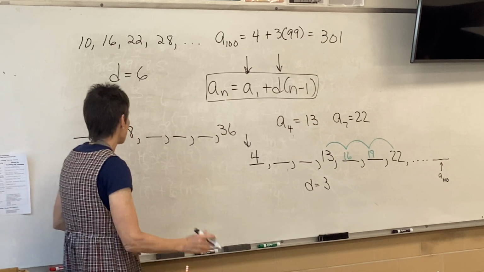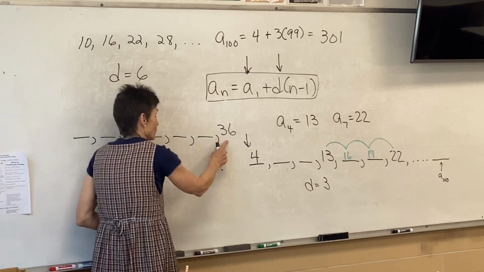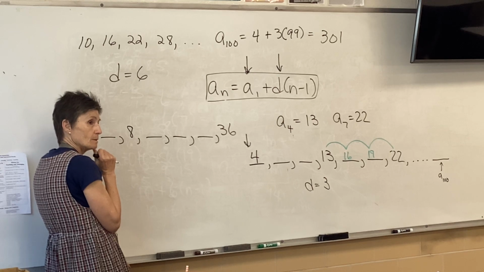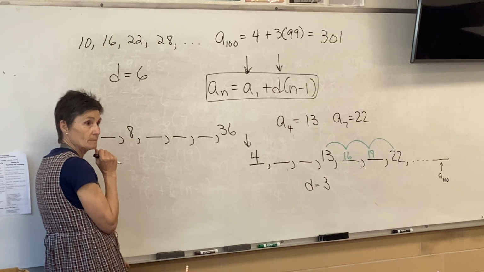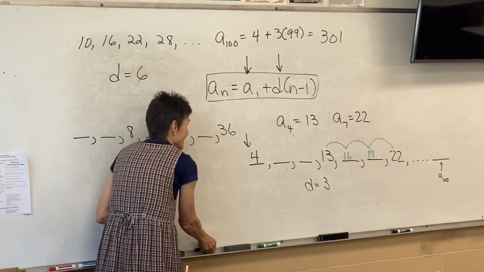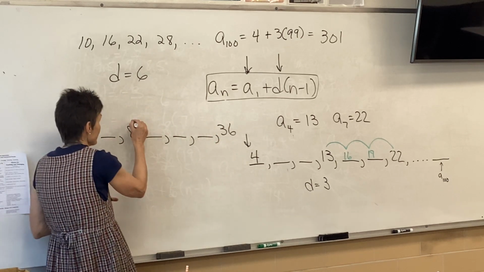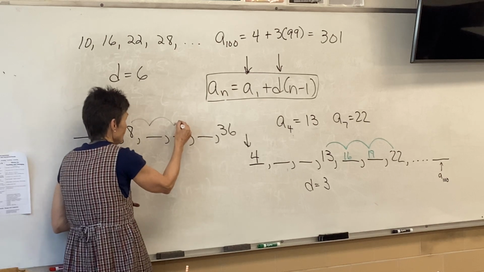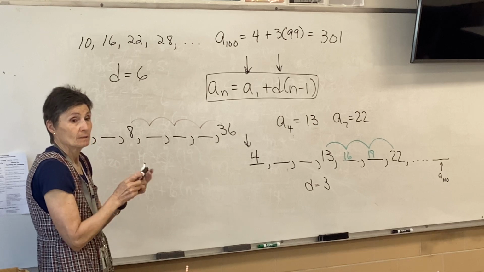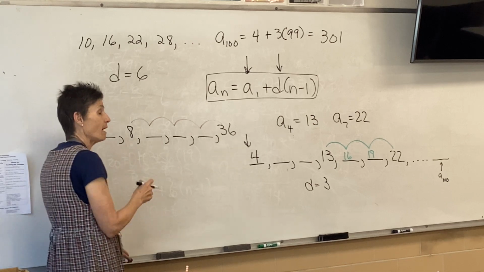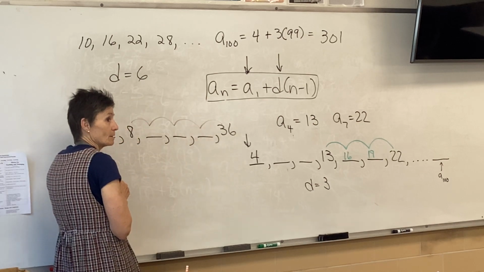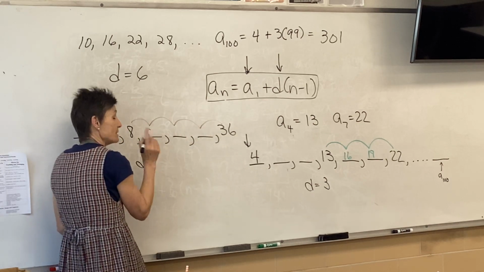Now, how far is it from 8 to 36? What is that distance there? Is that 28? Yeah. The distance is 28. And how many steps did it take me to get that 28? 1, 2, 3, 4 steps to get that 28? So what does that make my common difference? If it took me 4 steps, 7, so the difference is 7.